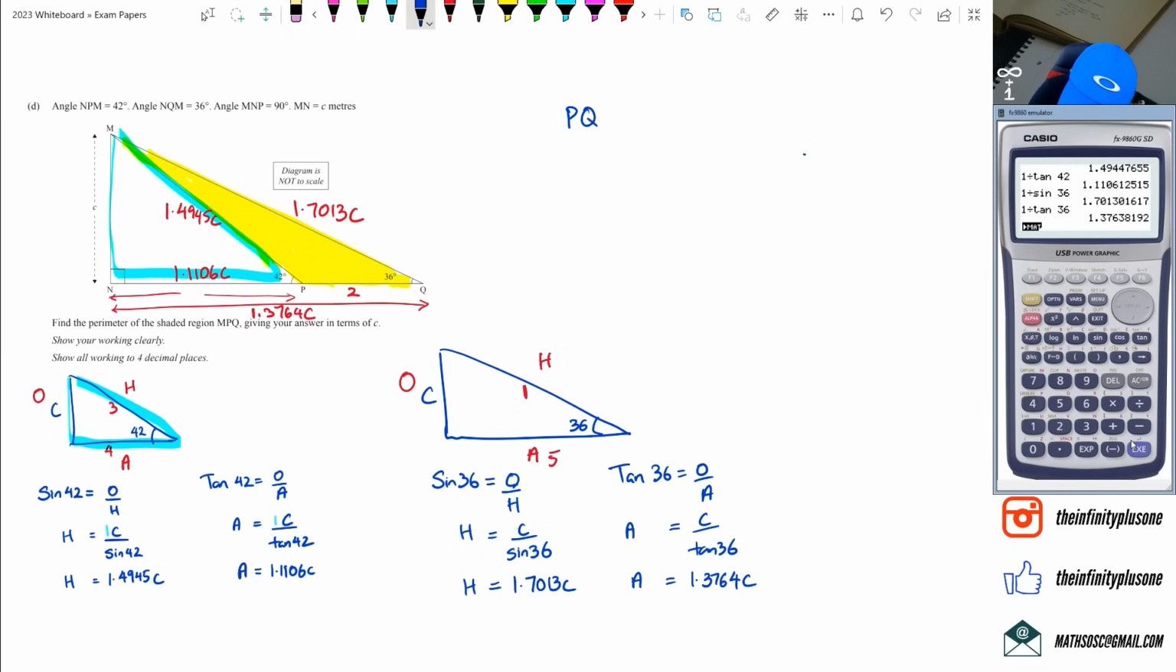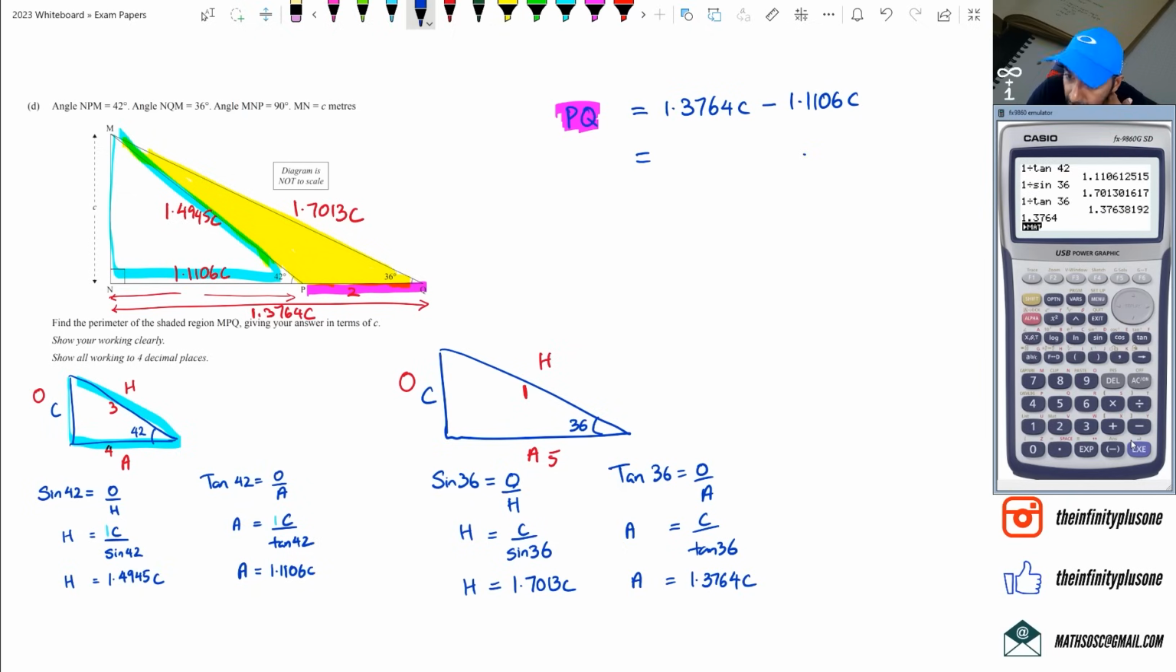PQ is this part here, is equal to 1.3764c take away 1.1106c. So 1.3764 take away 1.1106 is going to give me 0.2658c.